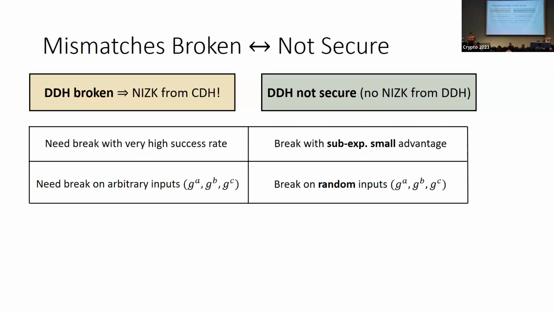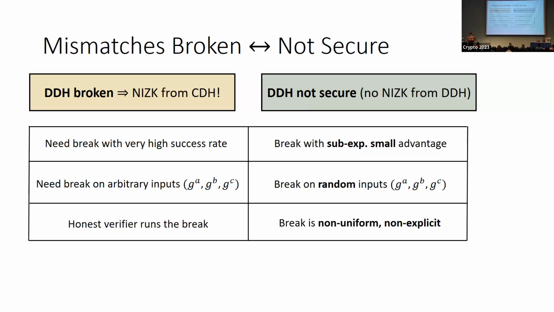Another mismatch is on the distribution over the inputs. DDH technically only ensures a break over random inputs. Here we want to break DDH over arbitrary worst-case inputs. Another mismatch is that DDH is standardly a non-uniform notion of security. So if DDH is not broken, the only thing you get is a non-uniform attack. You just know that there exists an attack, but I have no way to get my hands on it. Whereas if you want to instantiate the NIZK from CDH, the verifier will run the break. That's very different from how we think about a proof system that we have in our hands.